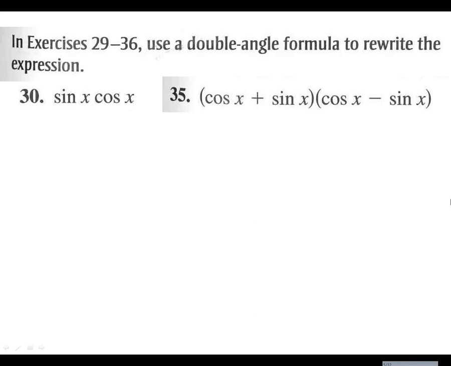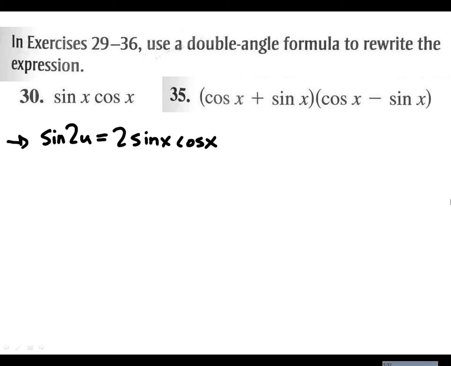We want to use a double angle formula to rewrite the expression sine x cosine x. All right, so let's go to our double angle formulas. And I'm going to scan down them. And I see this one. Sine of 2u is equal to 2 sine x cosine x. And so we want to use a double angle formula.